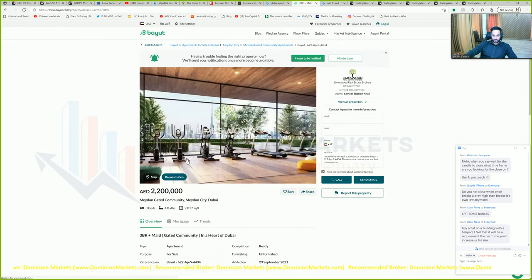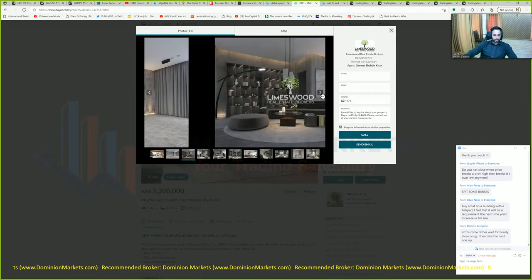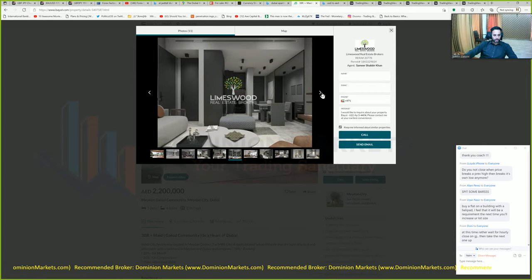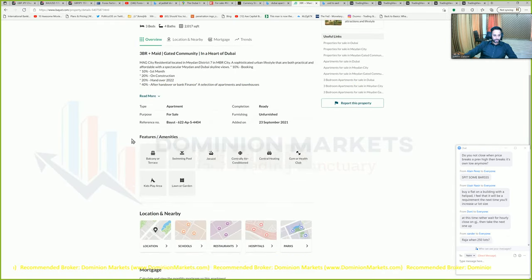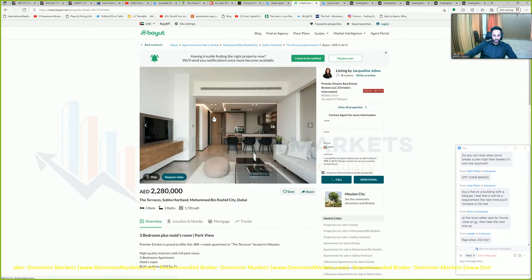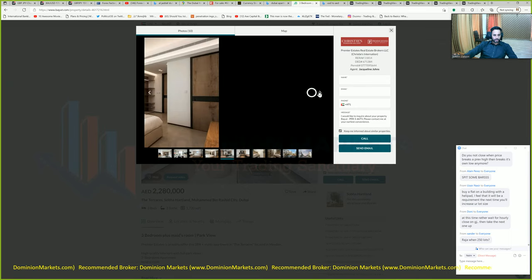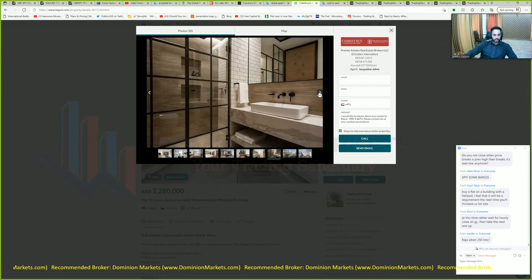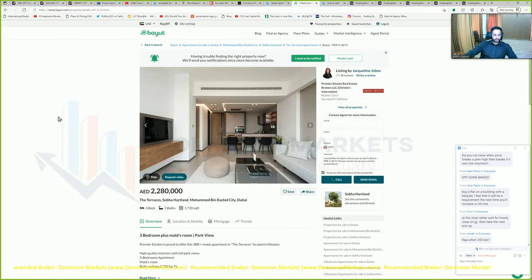Wow, 2,000 square feet. These are computer generated pictures. Probably these spaces aren't even built yet. Oh wow, this is not bad at all. Look at this. You got a view of the sea. You got two bedrooms, three bedrooms. This is all computer generated as well.